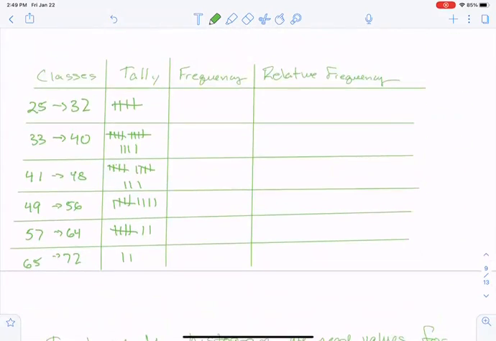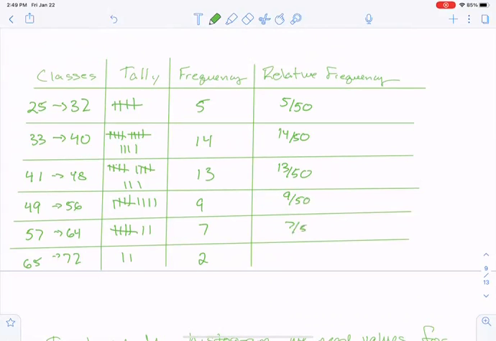Then I can just say, okay, the frequency of each class is 5, 14, 13, 9, 7, and 2. Because there's 50 pieces of data, I know my relative frequency is going to be 5 over 50, 14 over 50, 13 over 50, 9 over 50, 7 over 50, and 2 over 50.